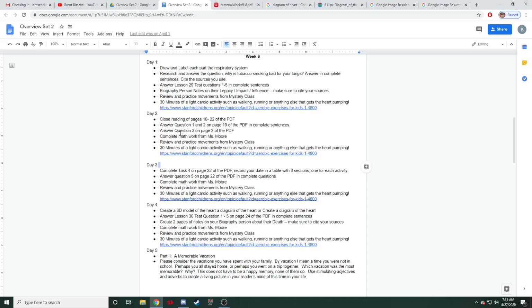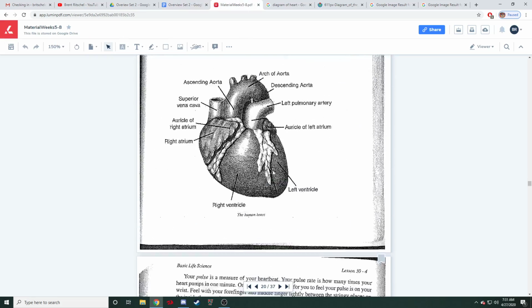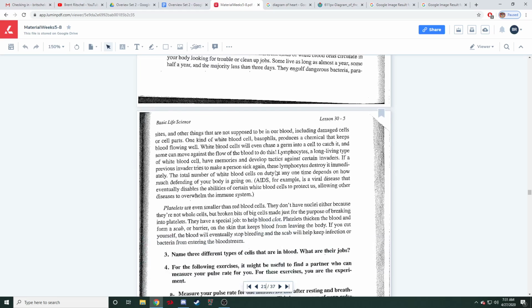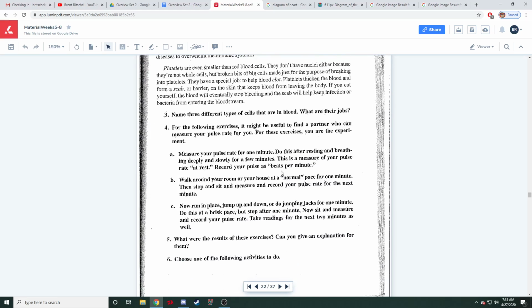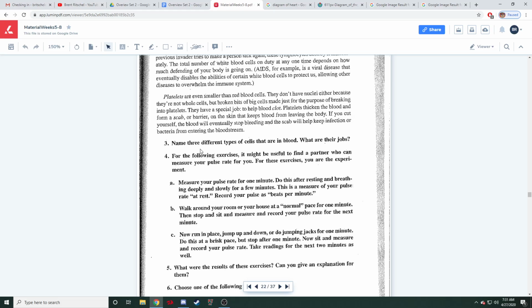After that, I want you to answer question 3 on page 2 of the PDF. I should say page 20, I believe. Page 22. Name 3 different types of cells that are in blood. What are their jobs? So I'm looking for you to look and identify the different types of cells that are in blood, and making sure that we answer that question completely. This really should feel like 3 to 5 sentences.